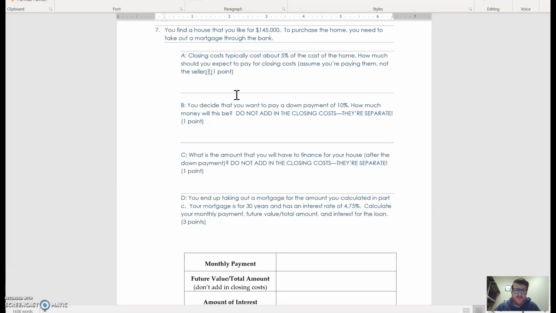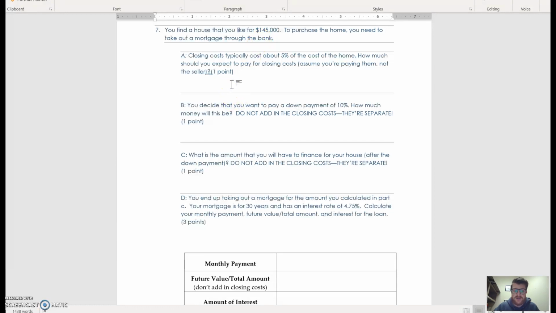Now, closing costs are the fees that you pay as part of the closing process before you actually buy the house, like paying your lawyers and getting the inspection done, etc. So they're about 3 to 5% usually. So I give you 5% here. So it's 5% of the cost of the home. So how do you find 5% of the cost of the home? Well, it's 5% of the 145,000.